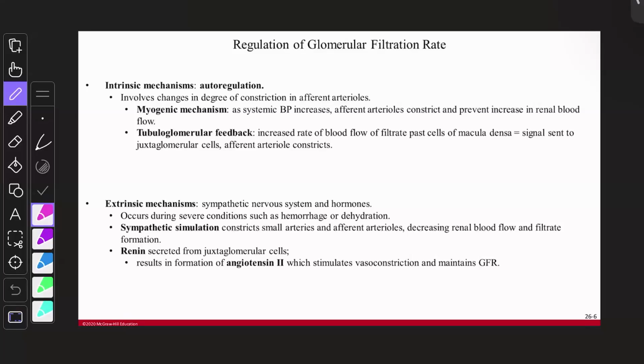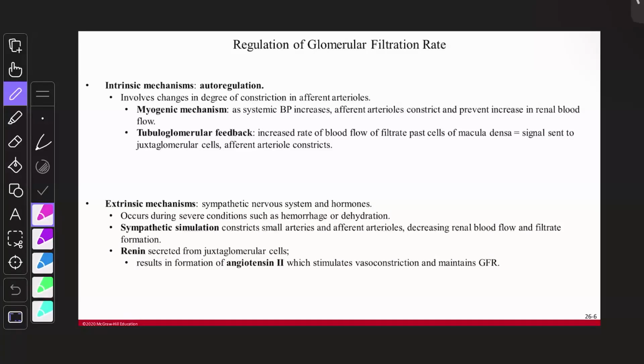If my blood pressure is too high, if I need to lower the pressure in the glomerulus, what is one of the ways that I can do that? I want to lower the pressure in the glomerulus. Yes, increase resistance where? More specifically. Yes. I want to increase resistance in the afferent arteriole. I want to slow down the amount of blood coming in, right?